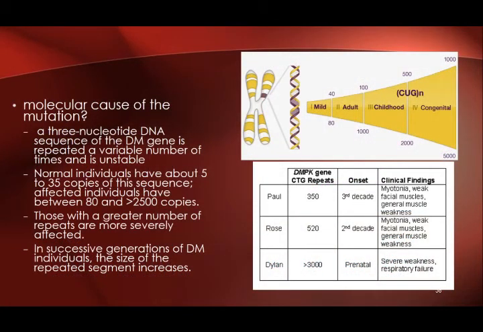So, is there a molecular cause of the mutation? There is a 3 nucleotide DNA sequence of the DM gene that is repeated a variable number of times, and it is unstable. A normal individual would have 5 to 35 copies of the sequence, but affected individuals would have between 80 and more than 2,500 copies. The more repeats, the more severely you are affected. In successive generations of DM individuals, the size of the repeats increases. So as the generations go on, there are more repeats, more severity, and earlier onset.